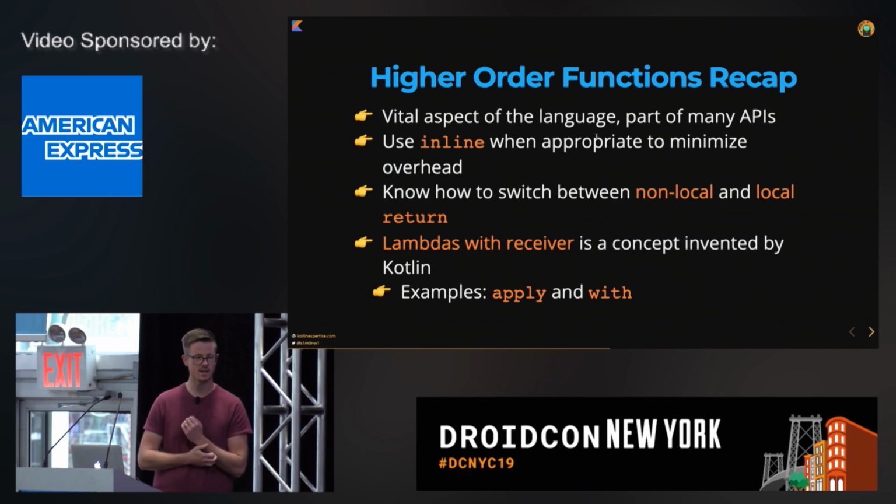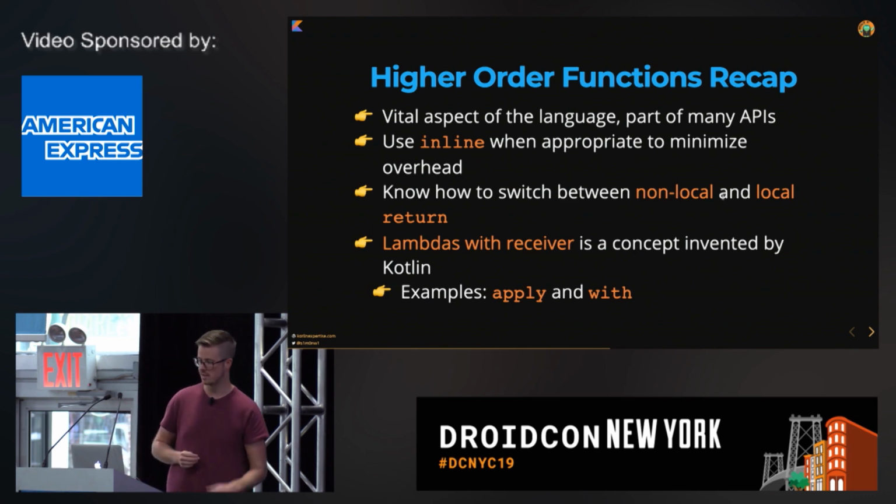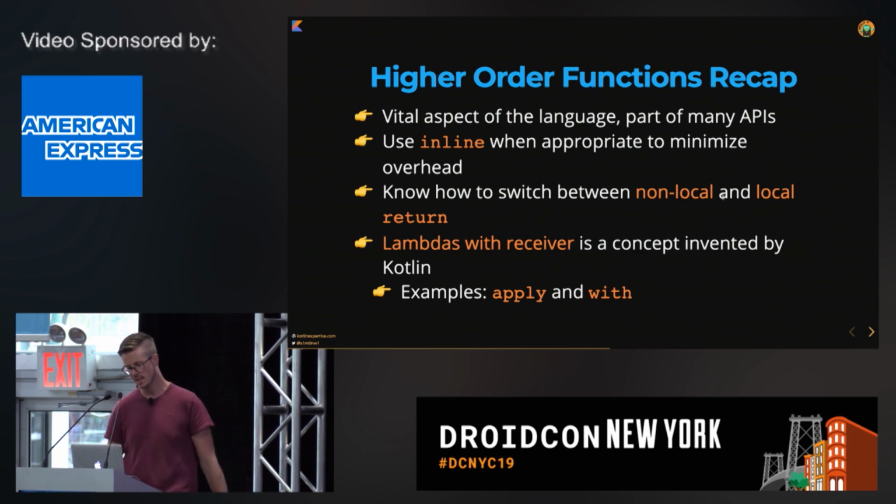We can use the inline keyword to reduce the overhead. There's also one thing we need to think about: sometimes it's non-local versus local returns. And last but not least, we saw lambdas with receivers, and this is a concept invented by Kotlin, so this is the only feature of the language that you won't find in another language. Examples are the apply and the with function.